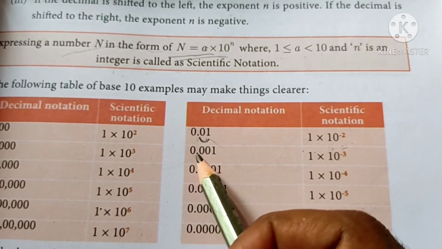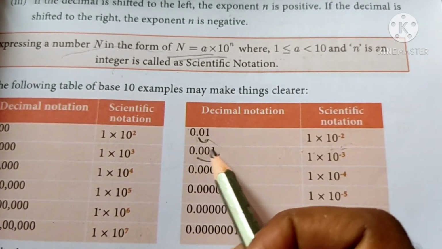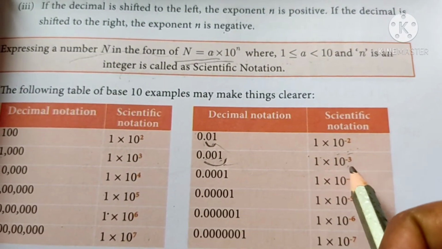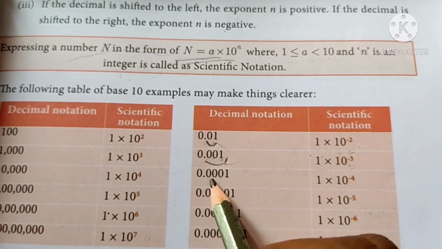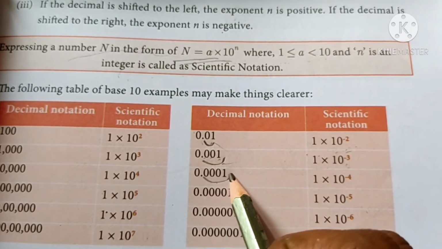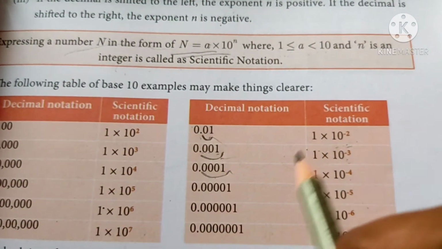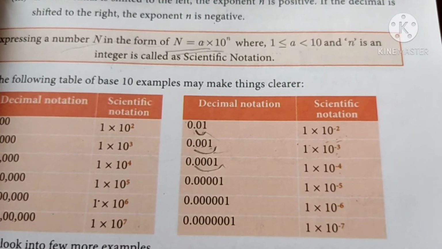Here, the point is followed by 3 digits, so 1 into 10 power minus 3. Here 4 digits after the point, so 1 into 10 power minus 4. Like this you complete these decimal notations.